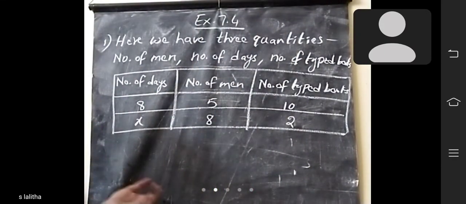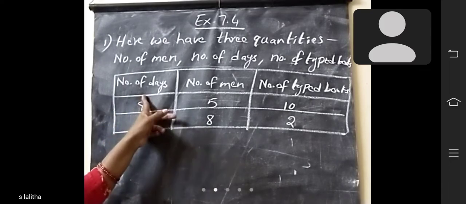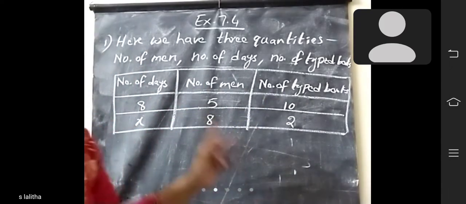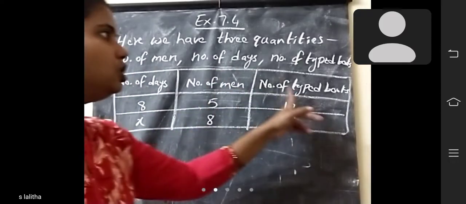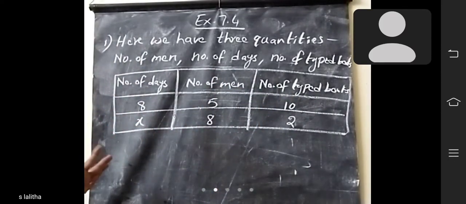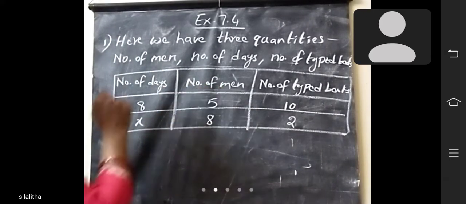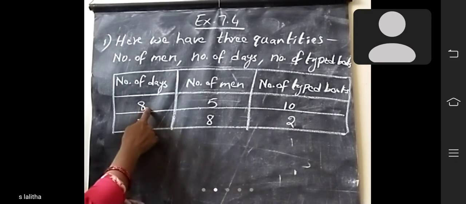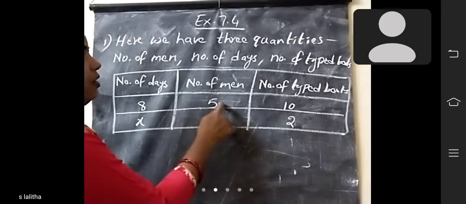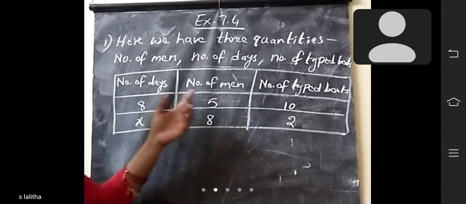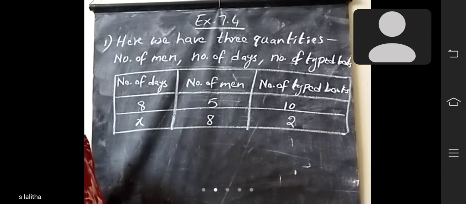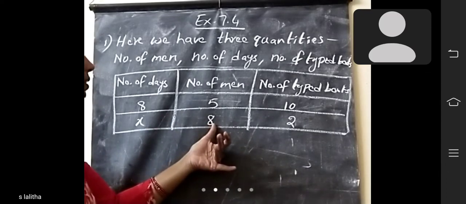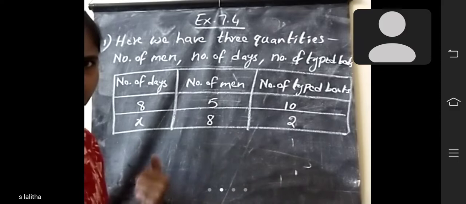Okay. So here, what you observe, this number of days depends upon these two quantities. So first you observe these two quantities, number of days and number of men. So here, days how many? 8 days. And number of men? 5 men. So 5 men can work in 8 days. And next, 8 men. 8 men can work in how many days?